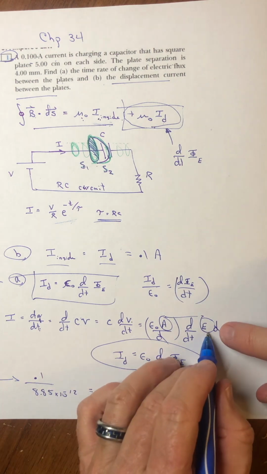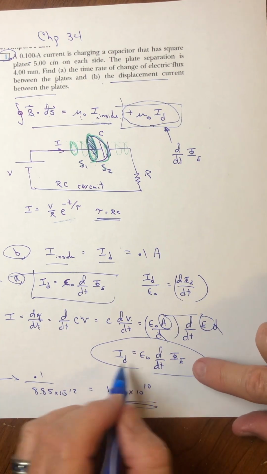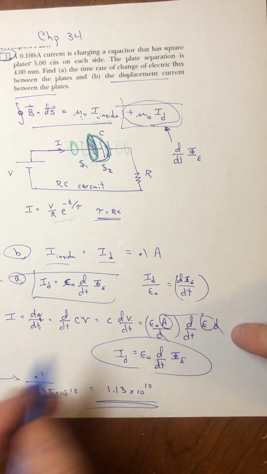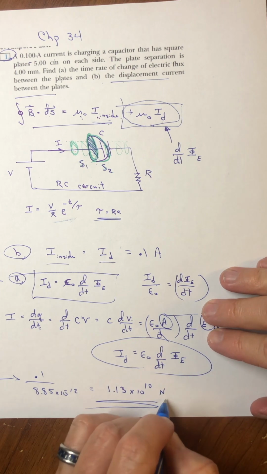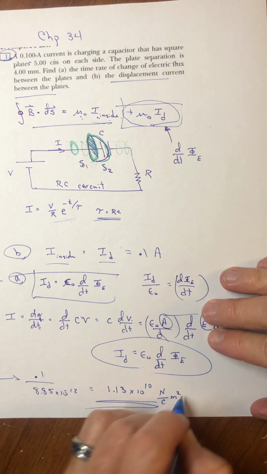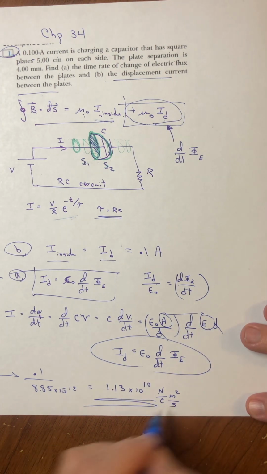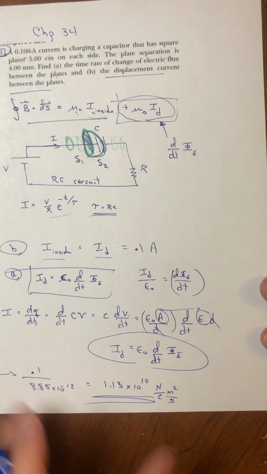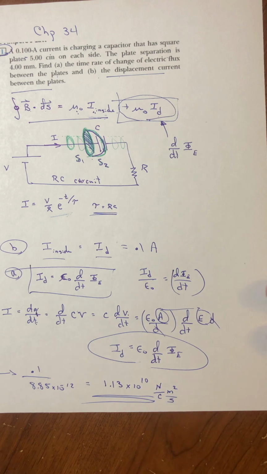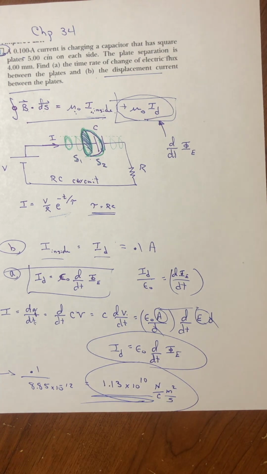Flux would be electric field times area. So electric field would be newtons per coulomb, and then square meter. There's the flux. And then divide by time. So it would be a newton times a square meter divided by coulombs times a second. All right. Hope that was helpful.